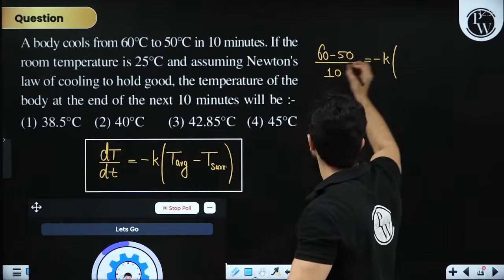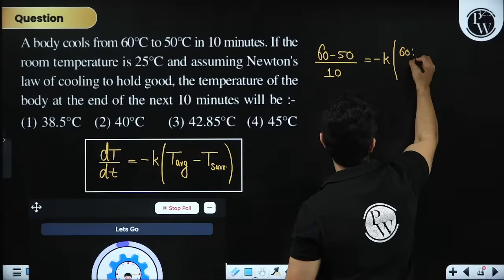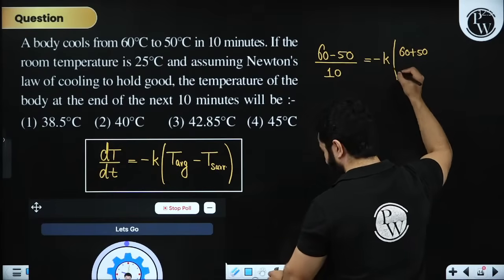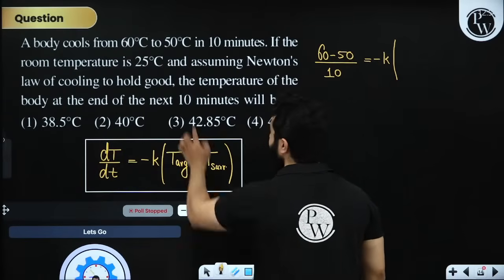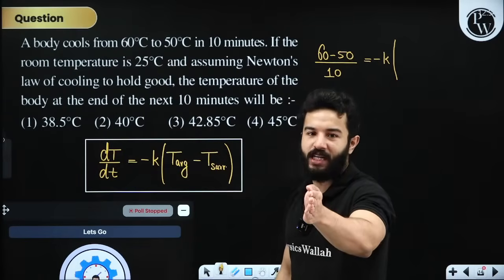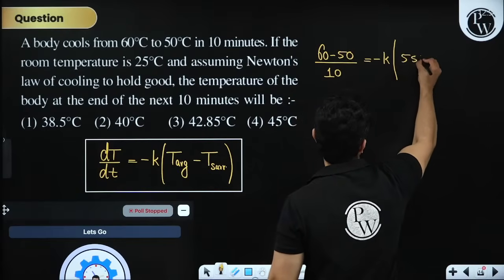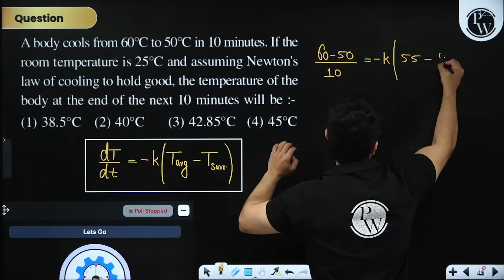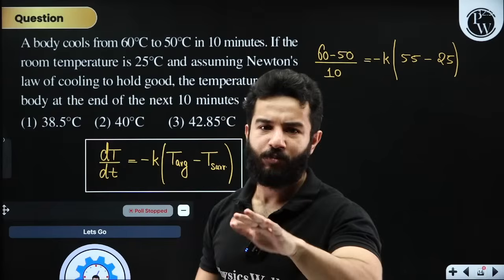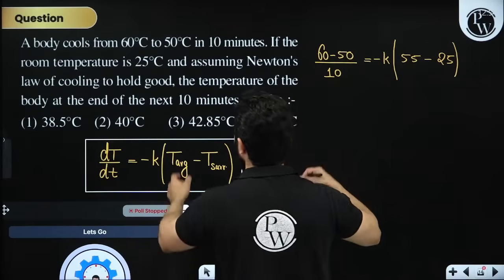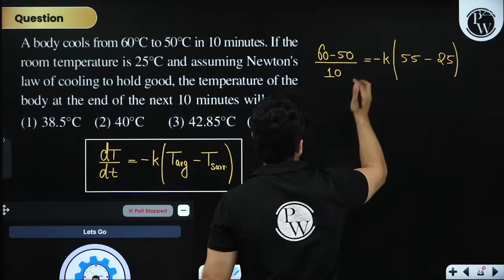Now you're going to write 60 plus 50 divided by 2. Arey bhai, don't do all of these things. Simply go between 60 and 50. What is in between? 55. So simply write 55 over here, minus the surrounding temperature, which is 25. Got it? Don't do the average like A plus B divided by 2. Simply the number in between 60 and 50 is 55. Average is 55.